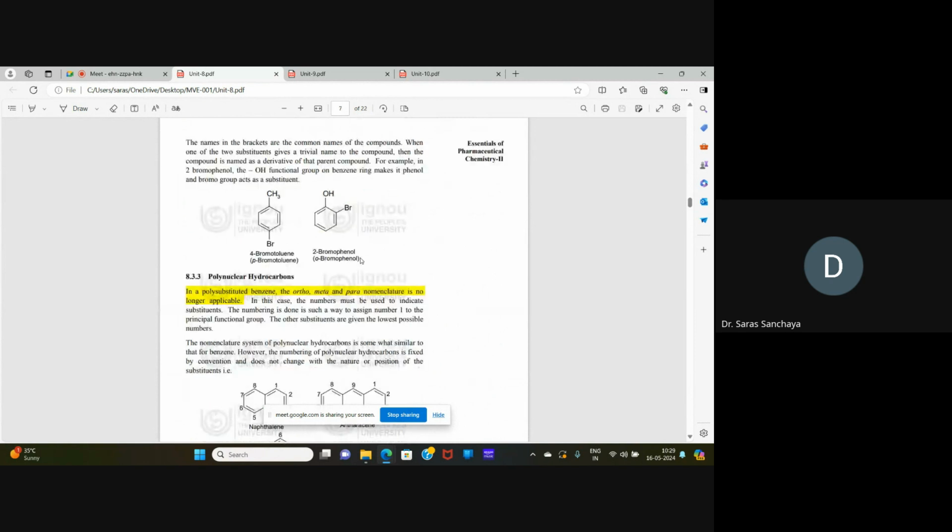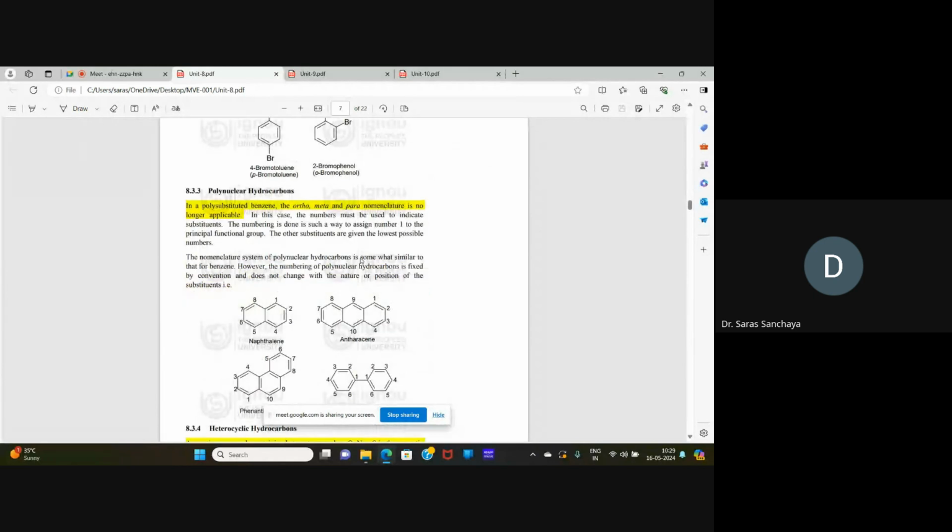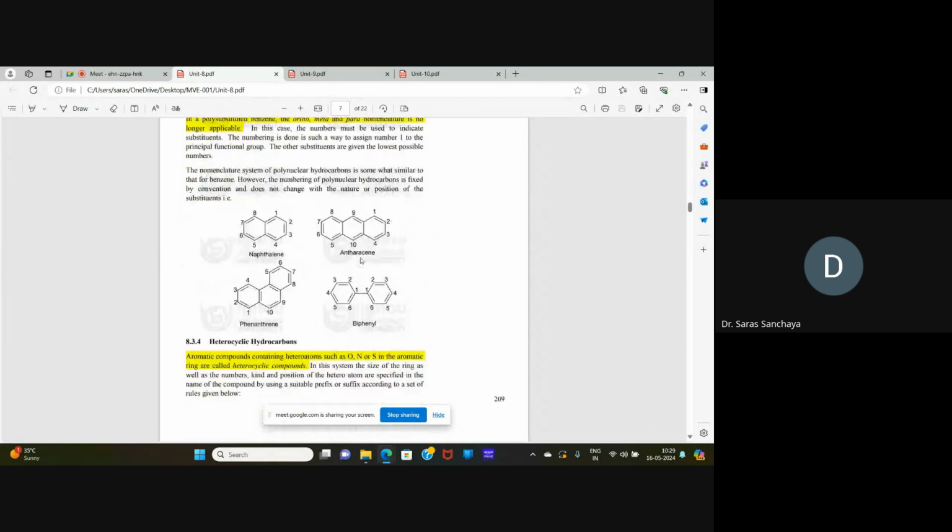Now, polynuclear hydrocarbons. In a polysubstituted benzene, the ortho meta para nomenclature is no longer applicable. So there may be many benzene rings attached to one another. These are called polynuclear hydrocarbons.